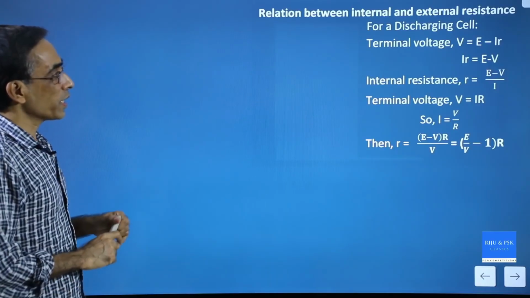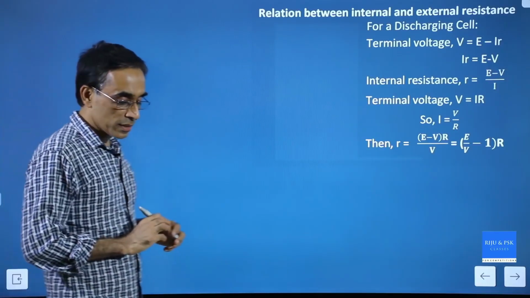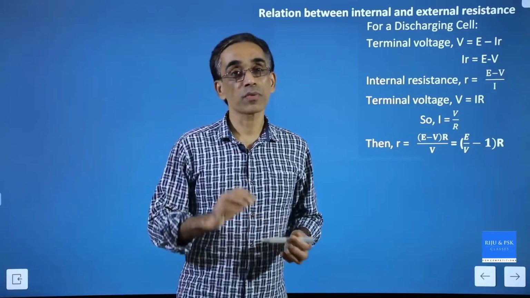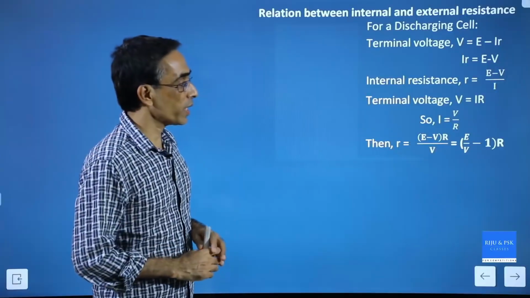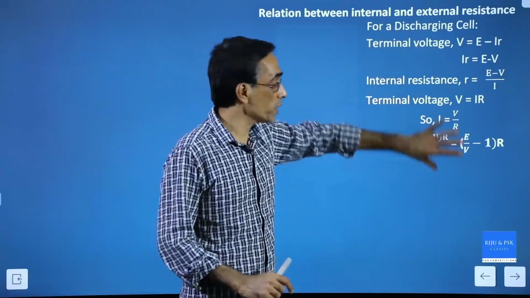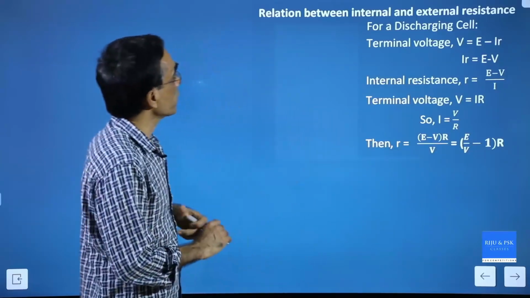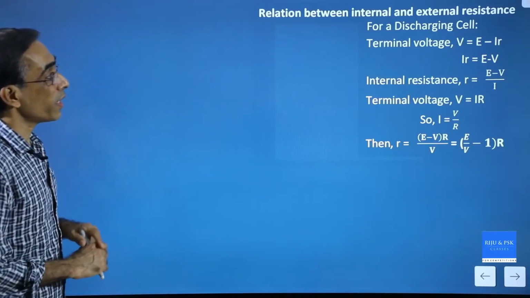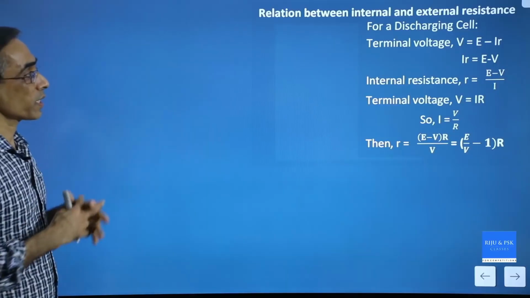Now we need to study a device called the potentiometer, which we'll be using in the laboratory experiment for your board practicals. We have an experiment to find the internal resistance of a cell, and for that we need to use this equation. That's what we are going to derive: the relation between internal and external resistance of a cell.